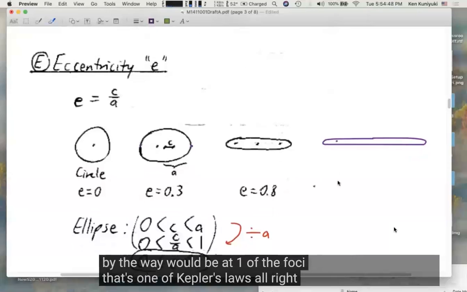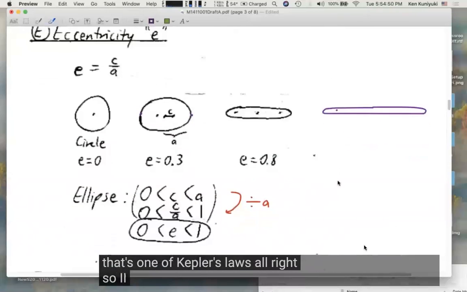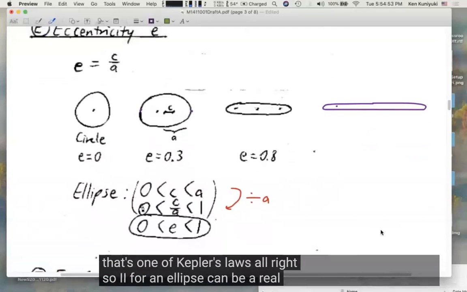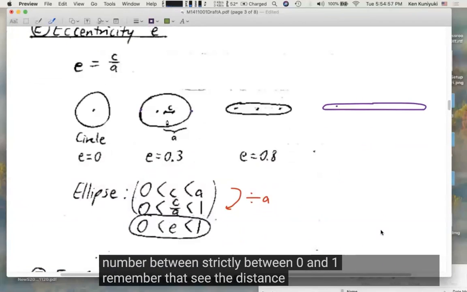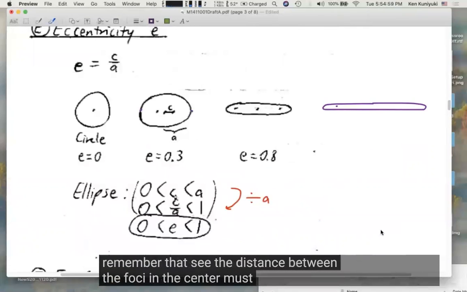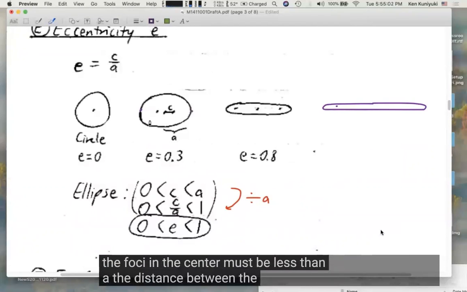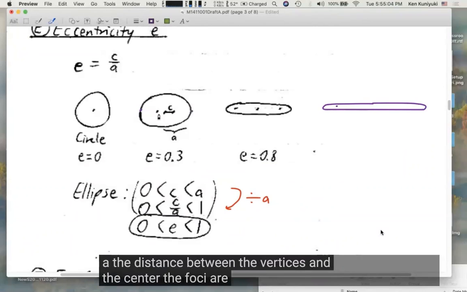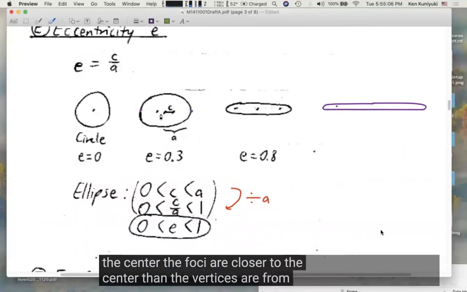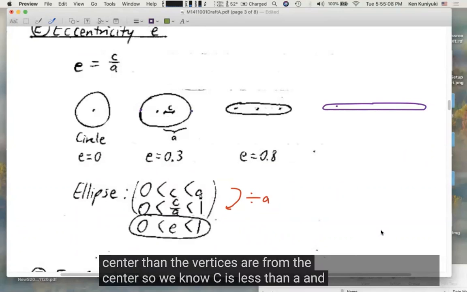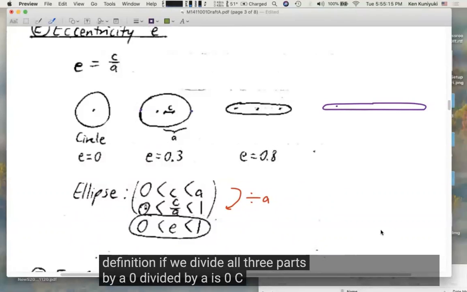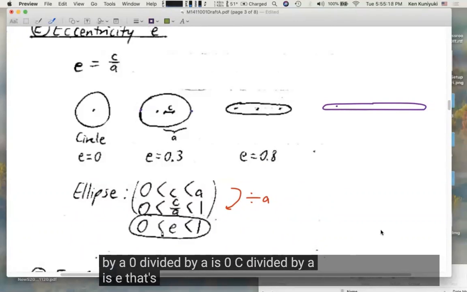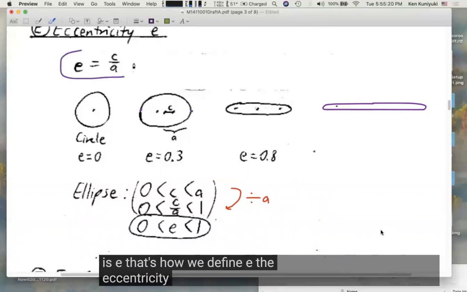All right. So e for an ellipse can be a real number between 0 and 1. Remember that c, the distance between the foci and the center, must be less than a, the distance between the vertices and the center. The foci are closer to the center than the vertices are from the center. So we know c is less than a, and they both have to be positive by definition. If we divide all three parts by a, 0 divided by a is 0. C divided by a is e. That's how we define e, the eccentricity formula.